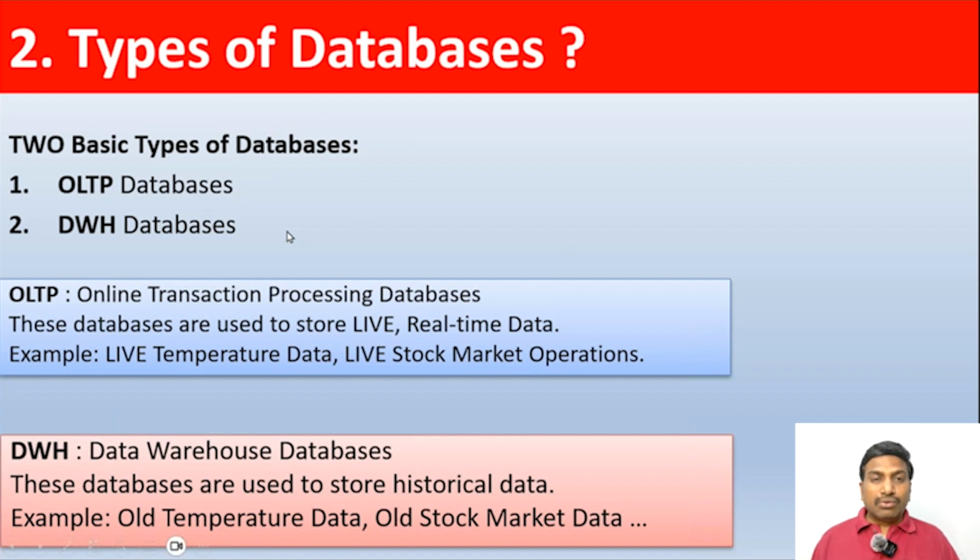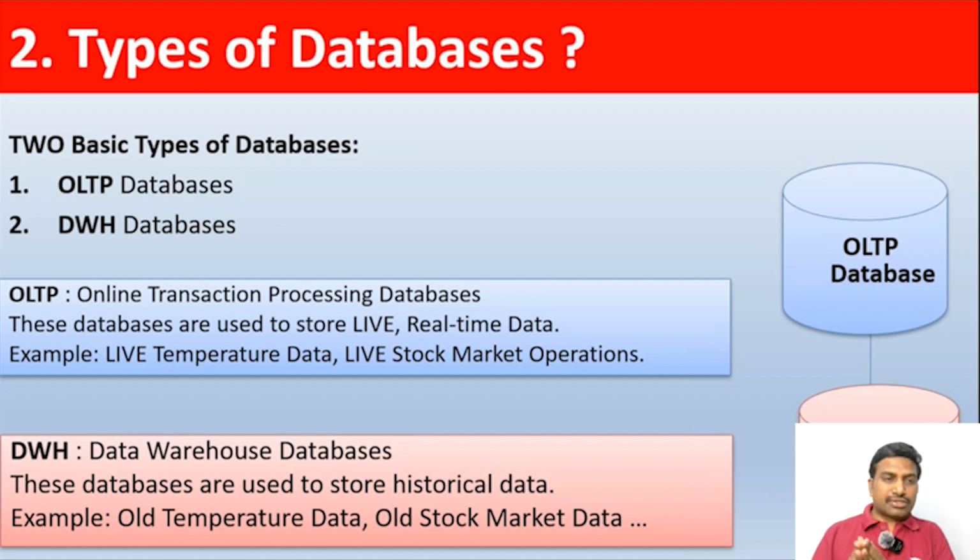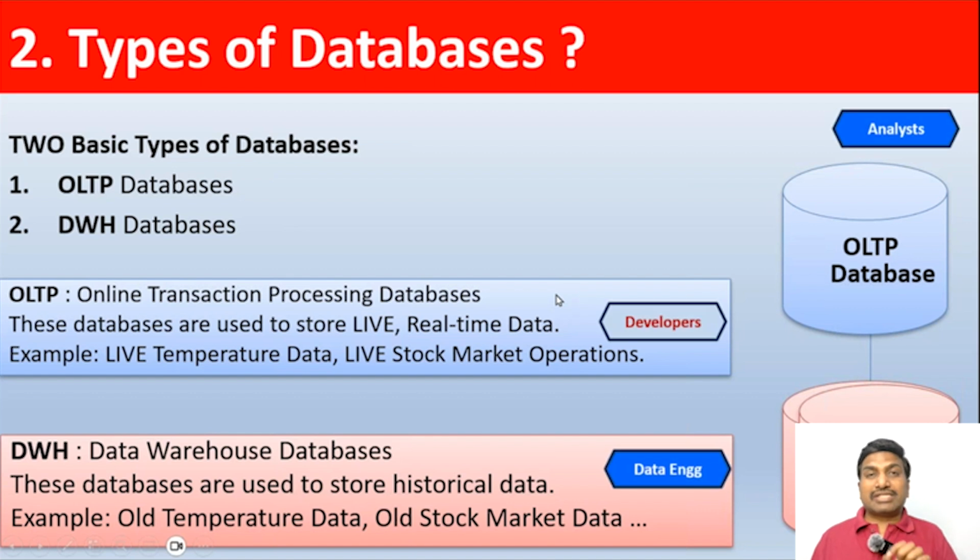I repeat again, we have two types of databases: OLTP, on my right side screen, and the other one, the data warehouse, and both are good friends, really. So here come our job roles. For OLTP, to store day-to-day, real-time data, we have SQL developers to design those OLTP databases. Whereas for the other one, data engineers are responsible for the data warehouse.